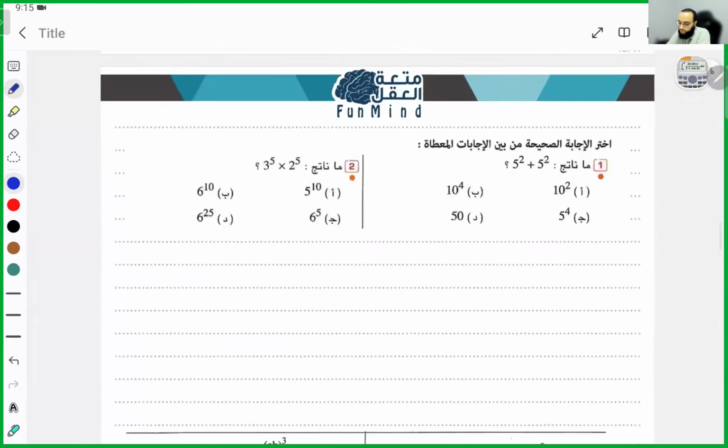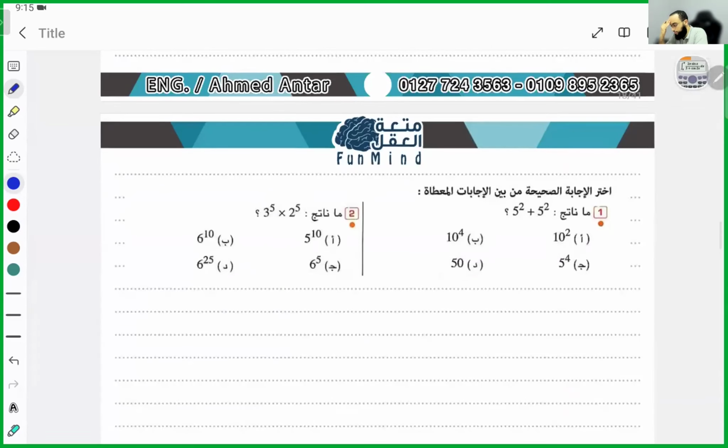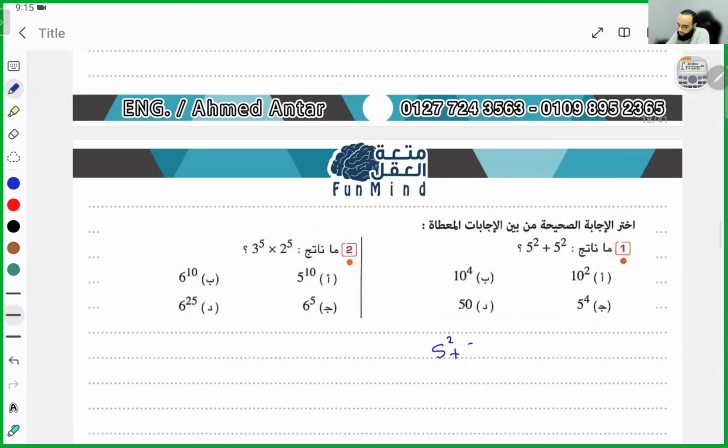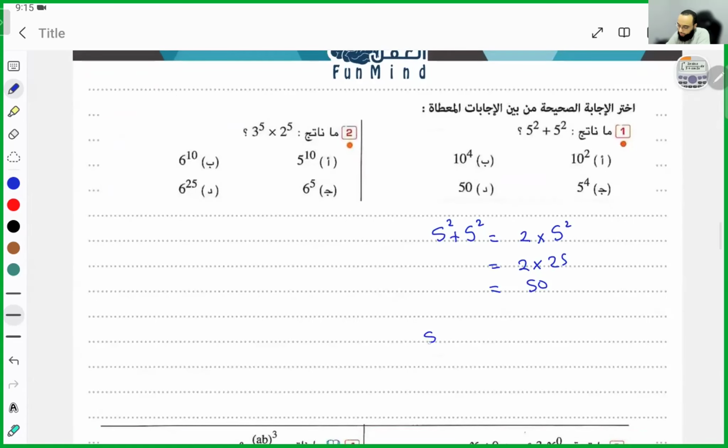I think in the choices, there are some difficult questions also, like for this question. If we have 5 power of 2 plus 5 power of 2, we can write it as 2 times 5 power of 2, which is 2 times 25, which is 50. Also, you can do it as the following: it's 25 plus 25, which is 50. Both are correct.